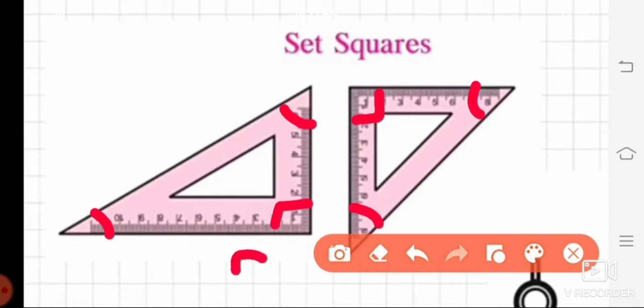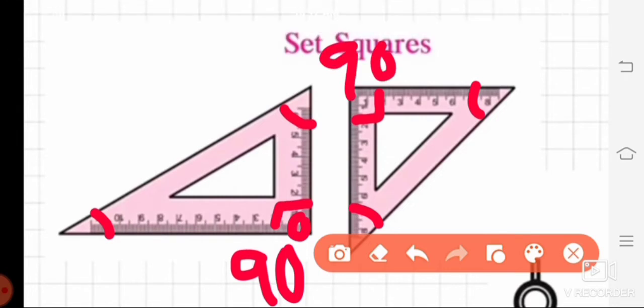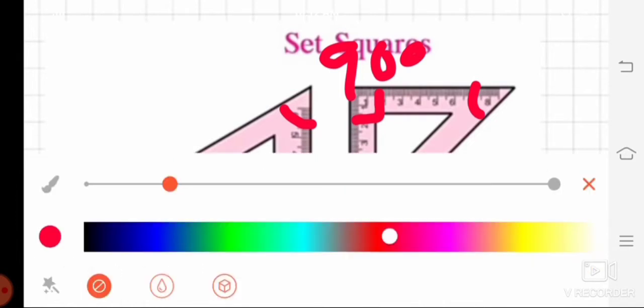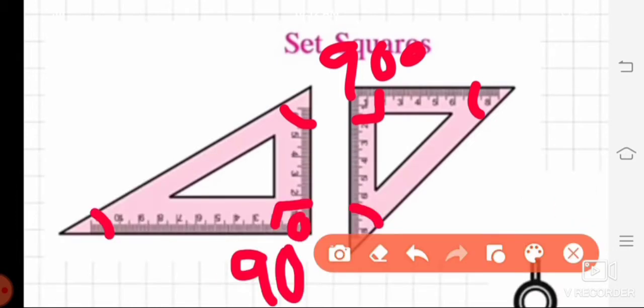Now a right angle will surely be how many degrees? 90 degrees. This one will also be 90 degrees. Okay, so now if anybody asks you to draw a 90 degree angle, can you use this set square? Yes, you can use this set square. You can keep it in this way, and see, I'll show you with a different color. I am using blue color. If your teacher asks you to draw an angle of 90 degrees, no need to take a compass. You can take any one set square.